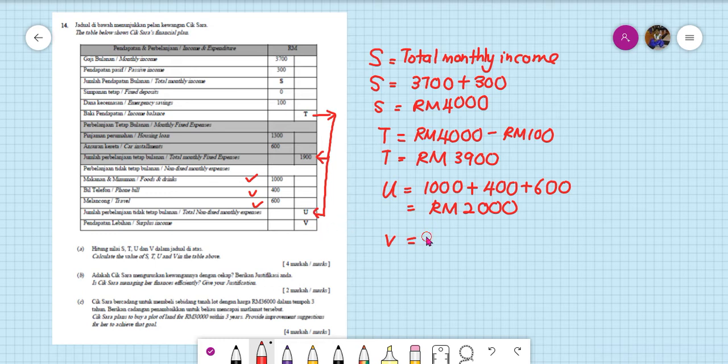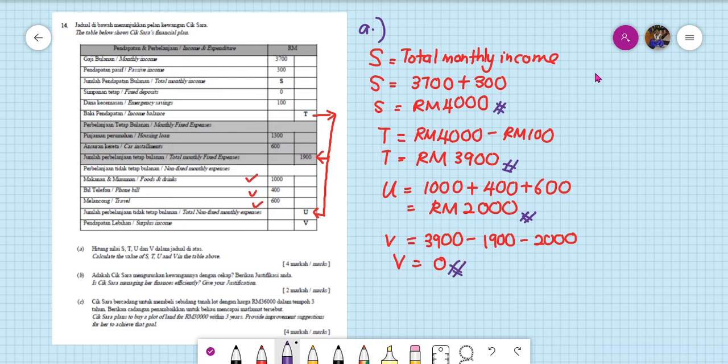Let's do this together. 3,900 subtract 1,900 subtract 2,000. So the value of V is equivalent to 0 ringgit. That means her surplus income is equivalent to 0, so there's no positive cashback, there's no negative cashback. So this is for the first part of the question, question A. We have answered for all the letters given there.